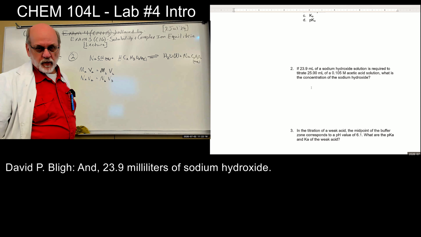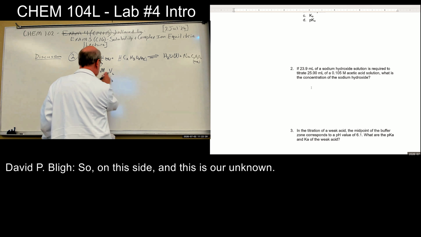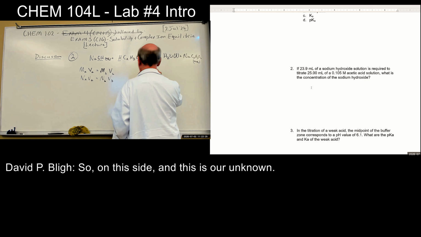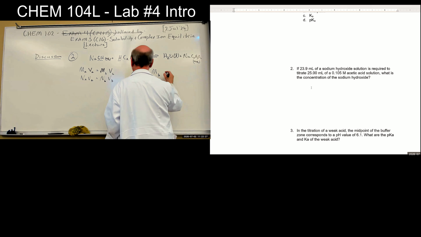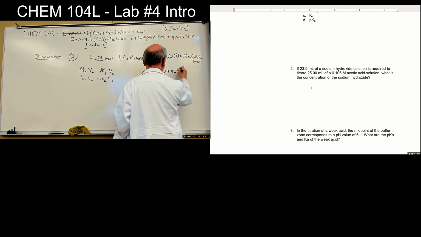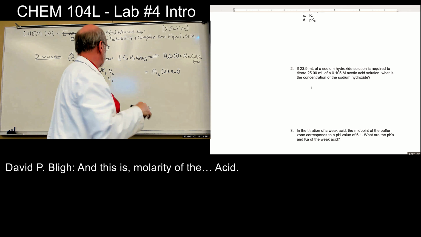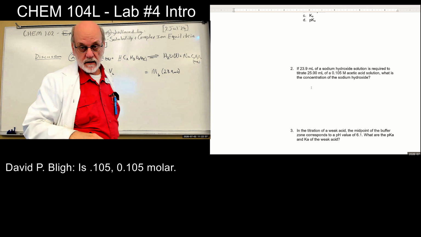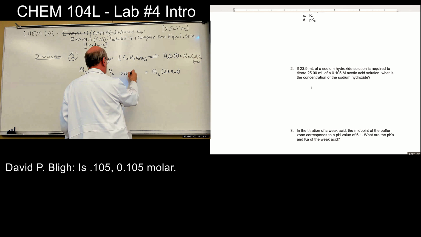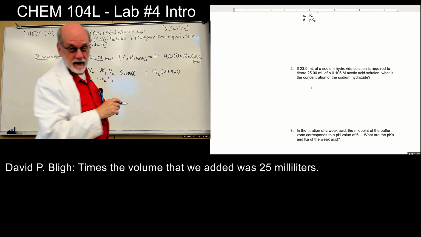And 23.9 milliliters of sodium hydroxide. So on this side, and this is our unknown, 23.9 milliliters. And the molarity of the acid is 0.105 molar, times the volume that we added, which was 25 milliliters.